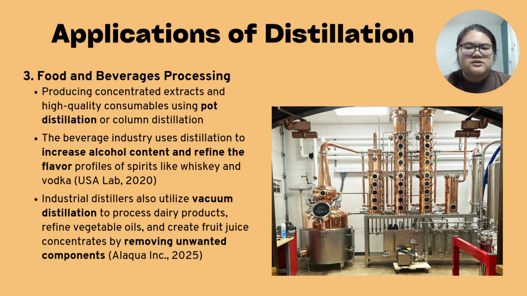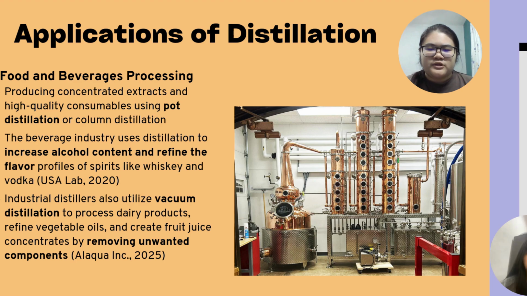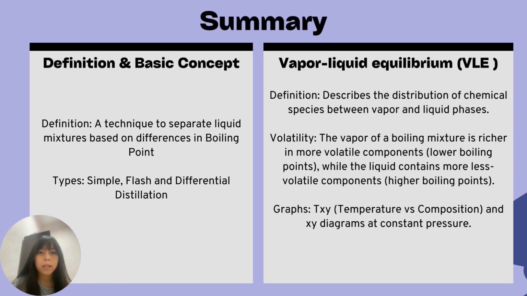The process utilizes the different boiling points of water and ethanol to vaporize and condense alcohol into a concentrated form. Industrial distillers also utilize vacuum distillation to process dairy products, refine vegetable oils, and create fruit juice concentrates by removing unwanted components. To wrap up our session, let's quickly summarize the key takeaways about distillation.